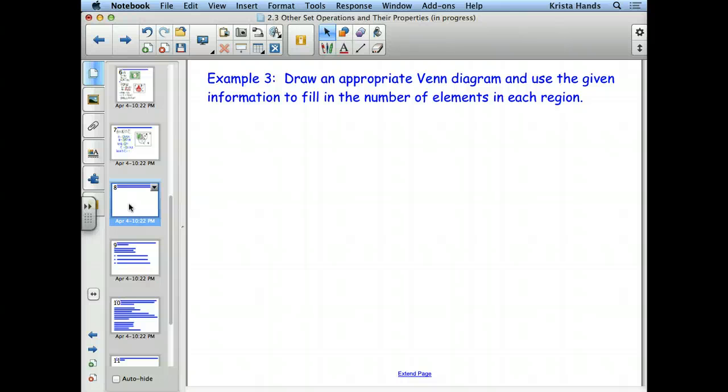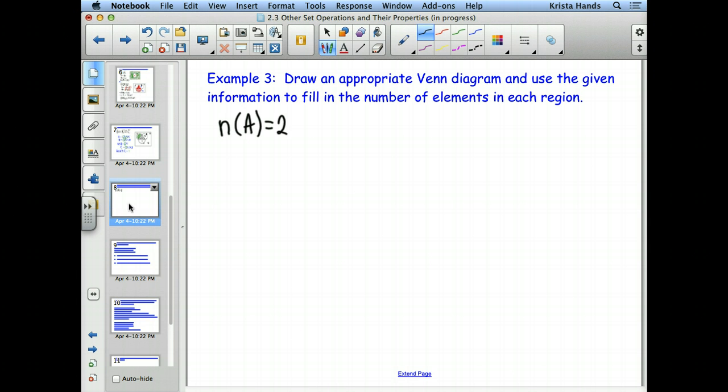Your book will give it to you from the get-go. The reason it's not in there now is because the programs that I used to create these don't always cooperate with all my symbols, and they don't like the intersection union symbols all that much. So that's why it's not in there. So let me show you what our pieces of information that we are given are. I've got n of A is 24, n of B is 24, and n of C is 26.